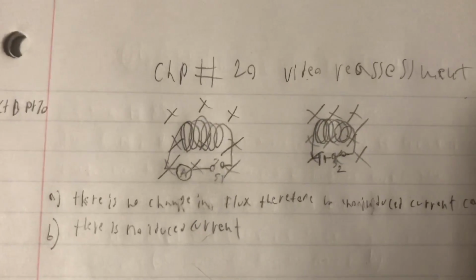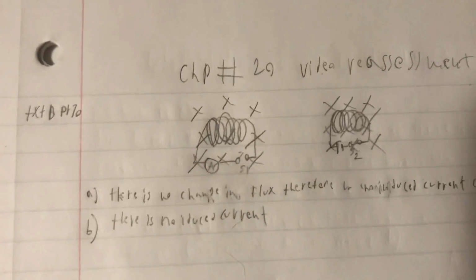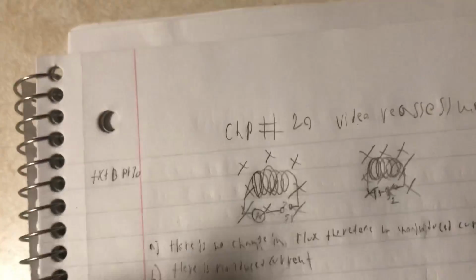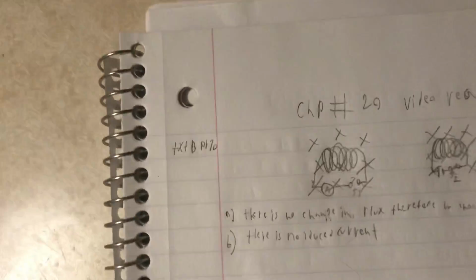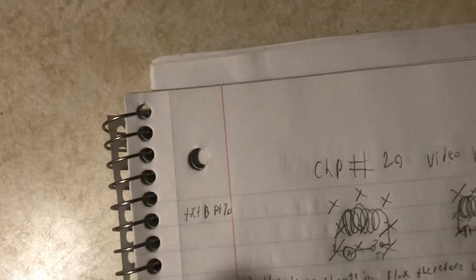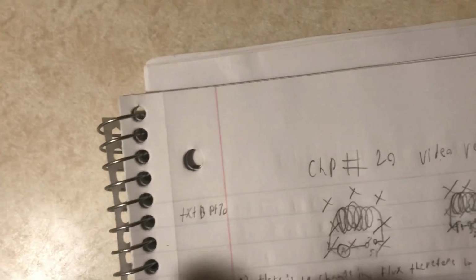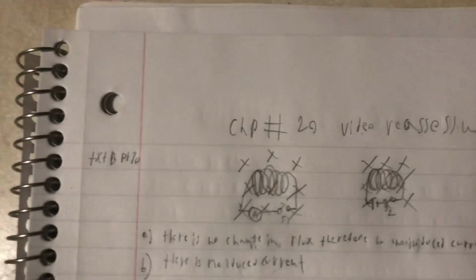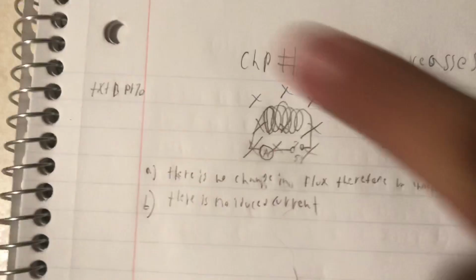So it would create an induced current that would go against the magnetic field, coming out of the page. The current would be running to the left right here, so it would be going like that to the left. It'd be going to the left over here.